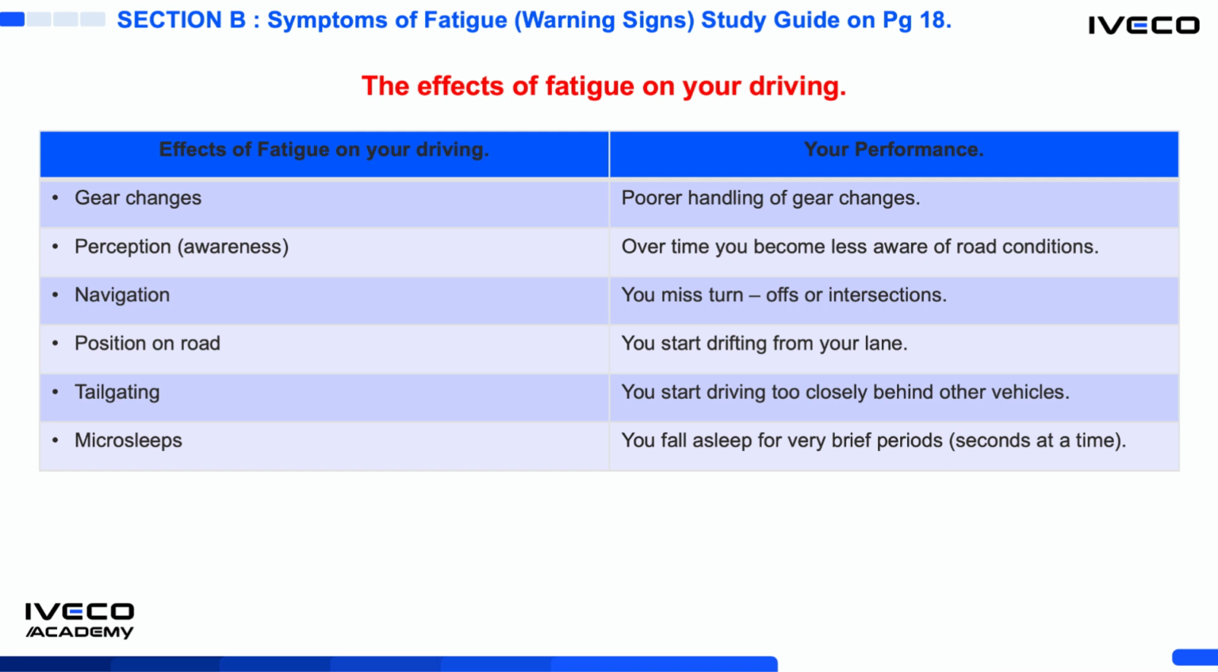The second point, perception or awareness, over time you become less aware of road conditions. The third point, navigation, you could miss turn-offs or intersections. The fourth point, position on the road, you start drifting in or out of your lane. The fifth point, tailgating, you start driving too closely behind other vehicles. The sixth point, microsleeps, you start falling asleep for brief periods, or seconds at a time.